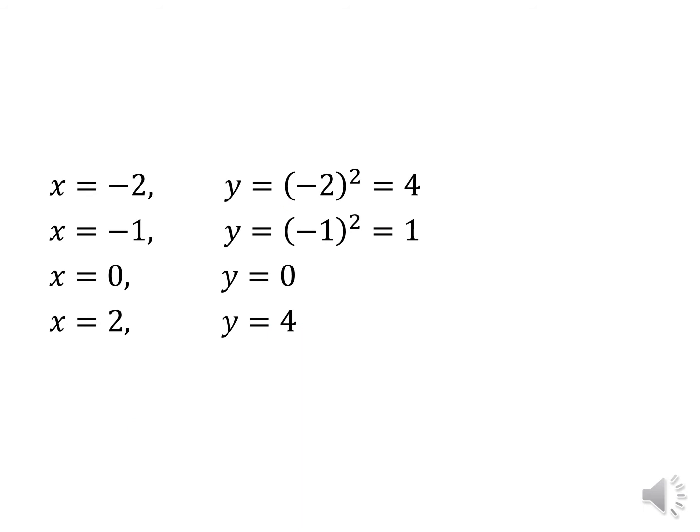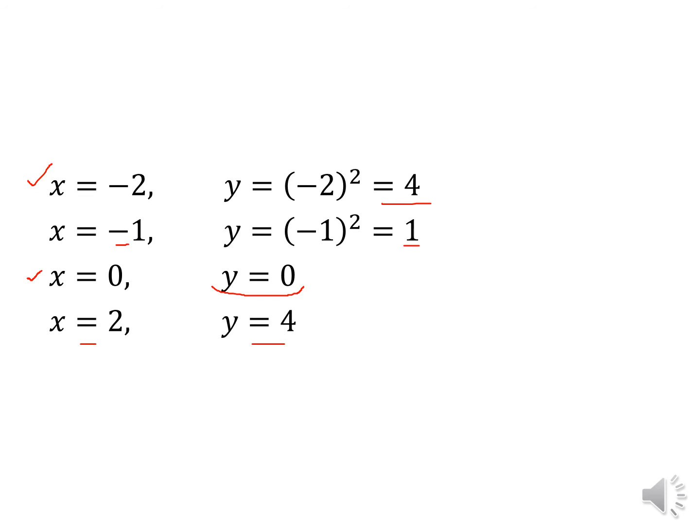So look at here, when x is equal to negative 2, y is equal to 4, x is equal to negative 1, y is equal to 1, x is equal to 2, y is equal to 4. So whatever the value of x is, whether negative or positive, y will always be positive. And only when x is equal to 0, then we have y is equal to 0. So the minimum value of y is 0, and any other value of y will be positive.